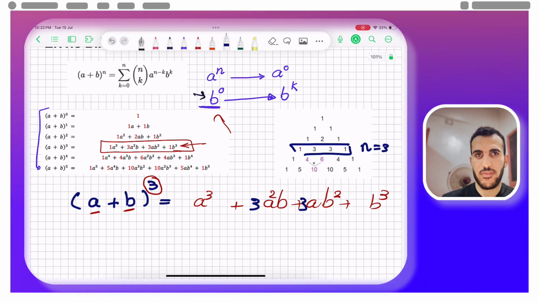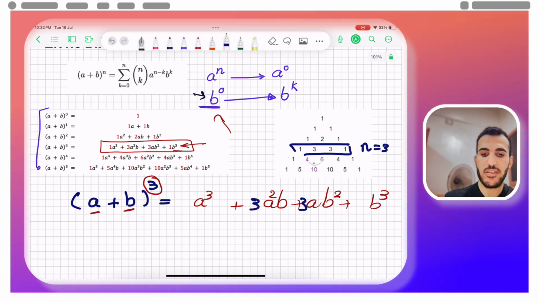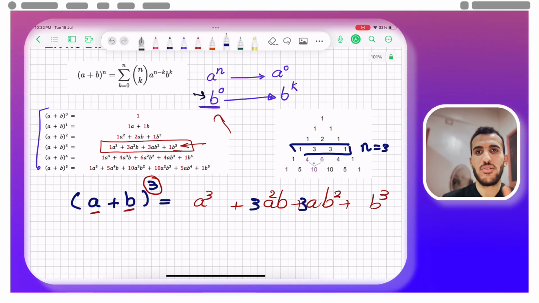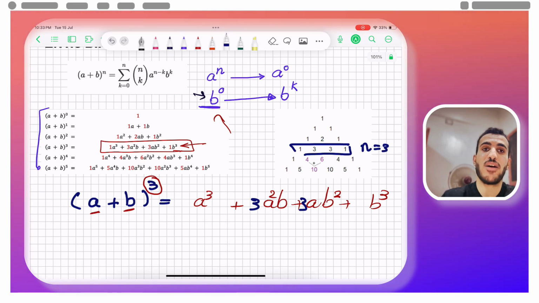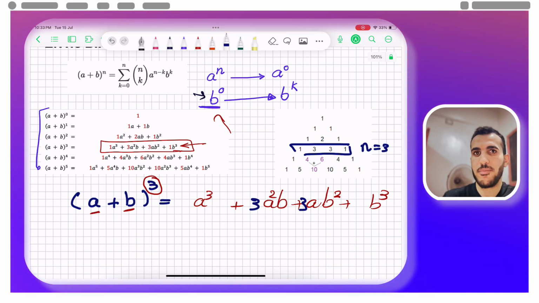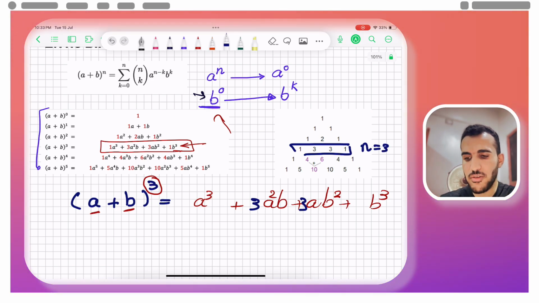But what is the importance of the rule? We can use it to expand this expression, and it's also really important when I ask you about a specific term. Let's take an example. When I say a plus b raised to power 10, and I need you to find the fourth term, or the seventh term, I don't need to expand the whole expression, I need only one term. Maybe I'll ask you about the coefficient of the eighth term.